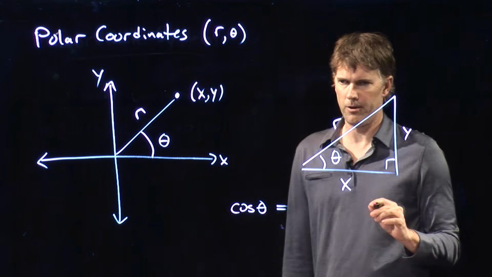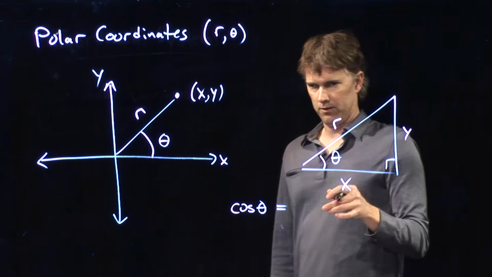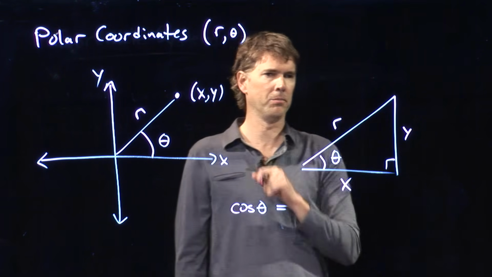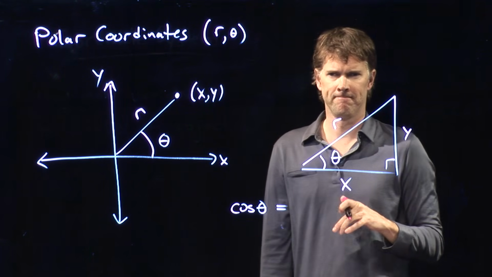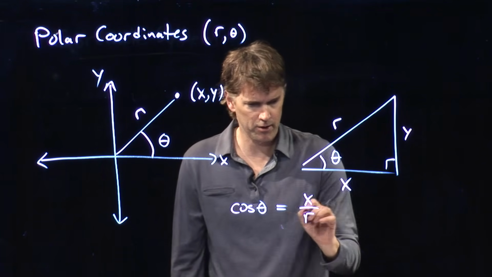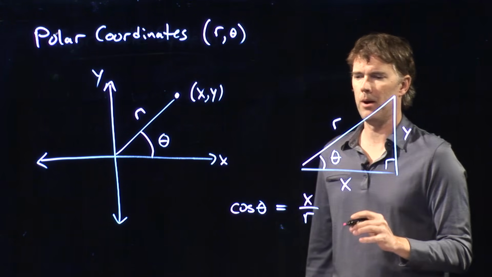Good old SOHCAHTOA, right? What is the cosine of theta? Somebody shout it out. Raise your hand and shout it out. What's the cosine of theta in this picture? x over r. Cosine theta equals x over r, right? SOHCAHTOA. Cosine is adjacent over hypotenuse.